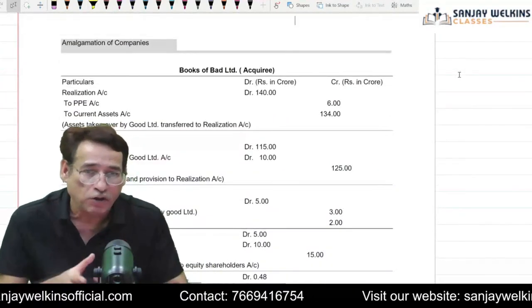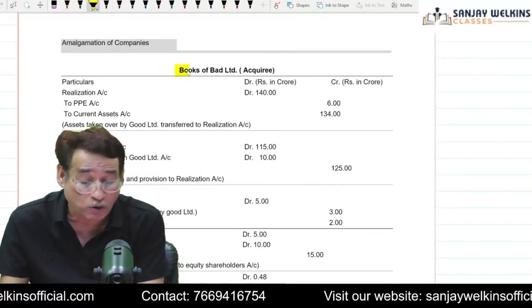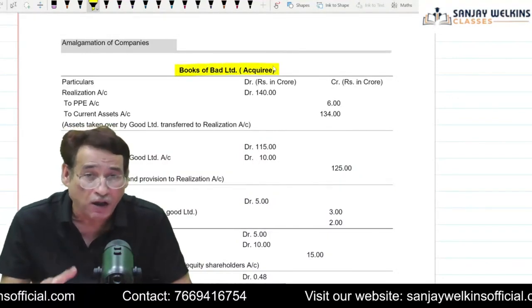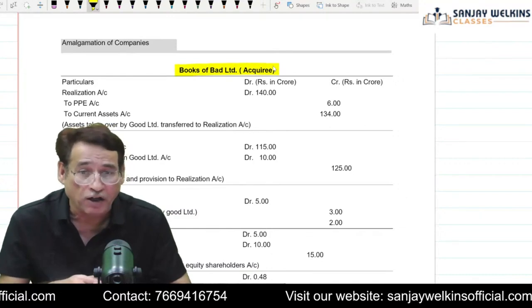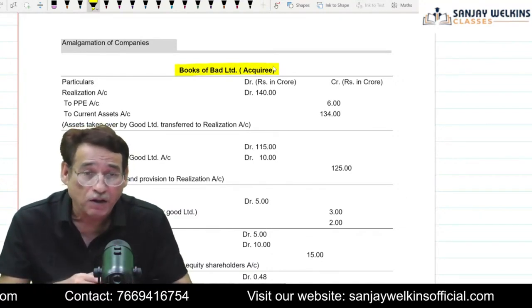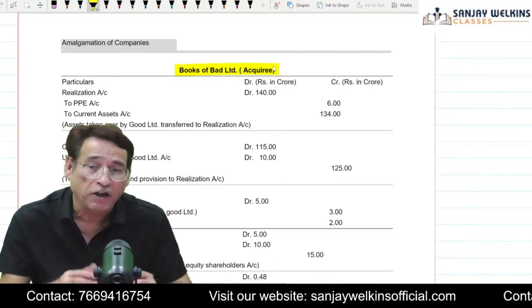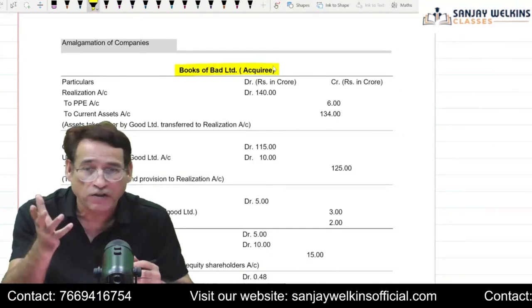Importantly, when this question was asked in the examination, surprisingly, they also asked for entries in the books of the acquiree entity. So what entry are we going to pass in the books of the acquiree entity? You have to remember the accounting aspects. What is the first aspect?